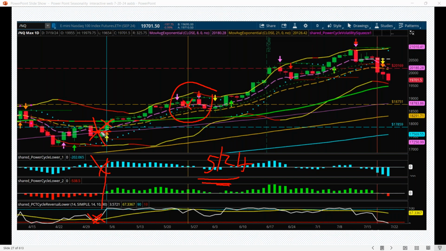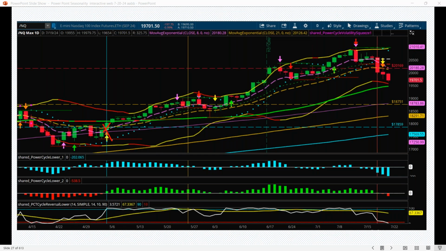So, could end up getting in earlier, or maybe it doesn't happen and you get in later. But here would have been the entry that we would have put on based on the indicators, right here. And at that point, it was trading at 17,859.